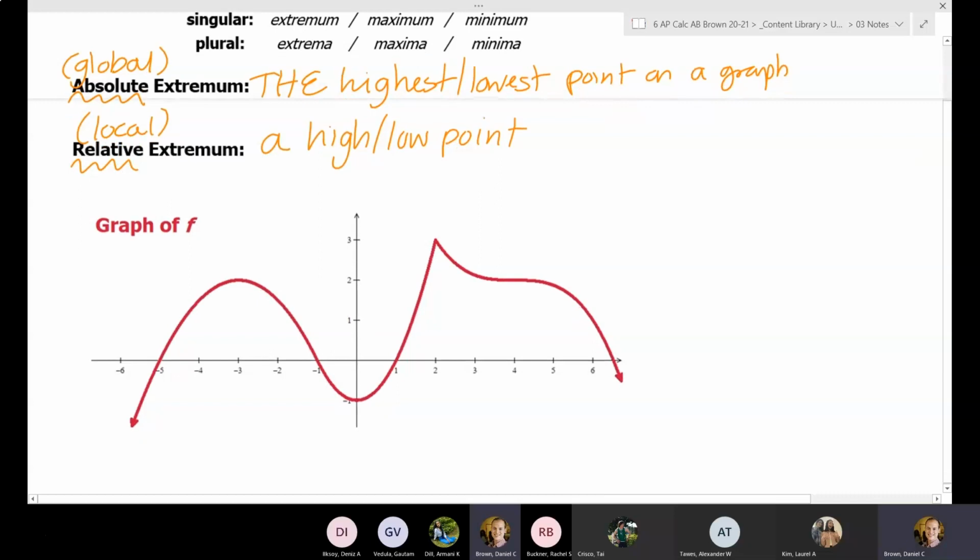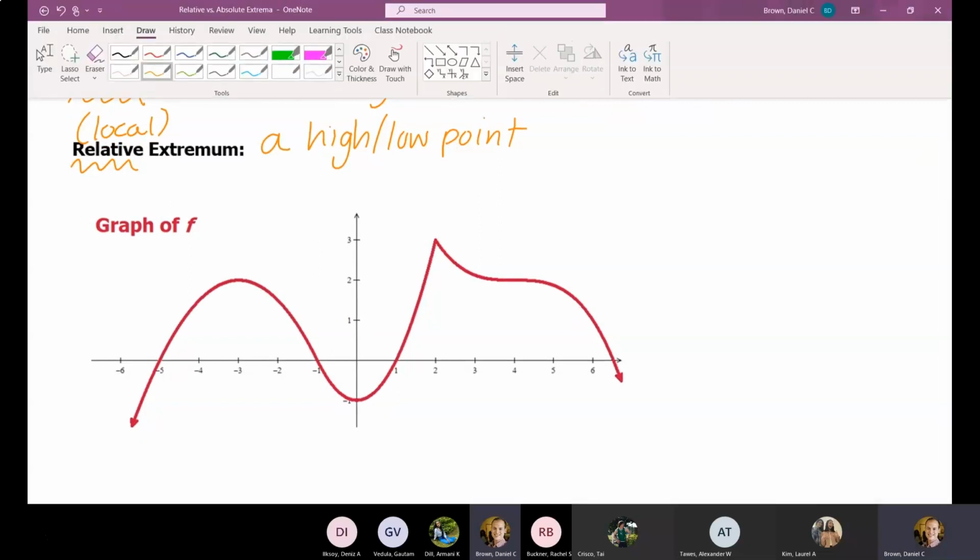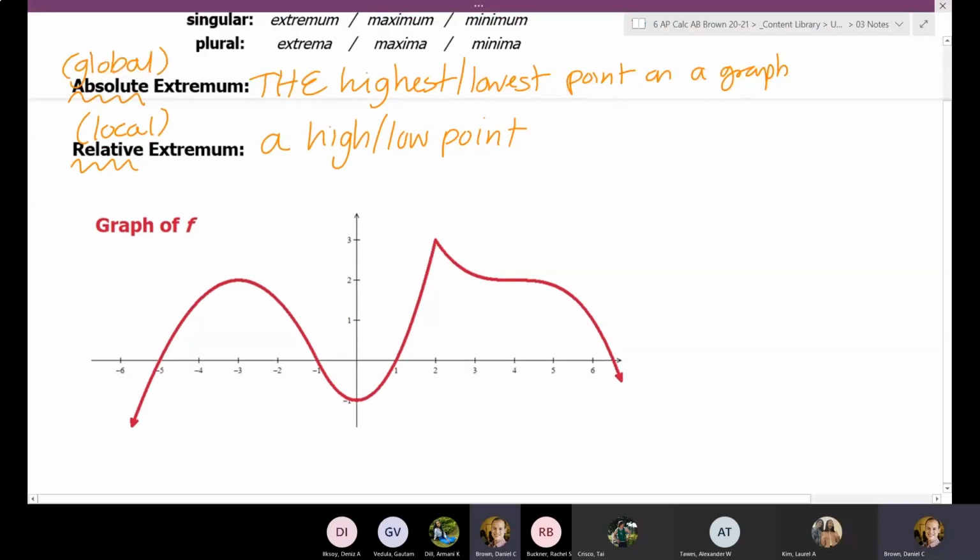So here is just some random graph I made up. If I want to label different pieces of it, this graph has arrows on the ends, so it is always going down. It does have this highest point here, which we call an absolute maximum, because it is the highest point on the graph. Also looking at this graph, we would say that there is no absolute minimum. Since this graph is always going down on both ends, it will never reach the lowest point. You can always keep going lower.